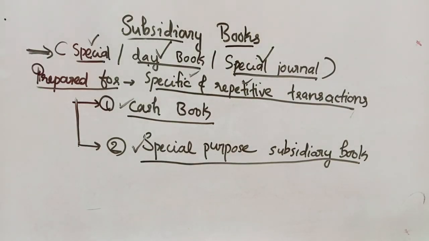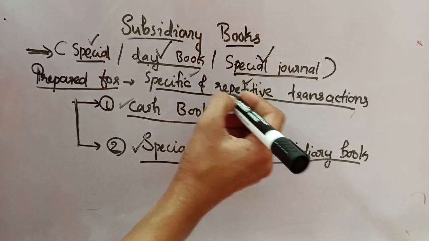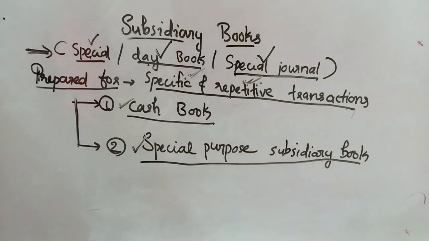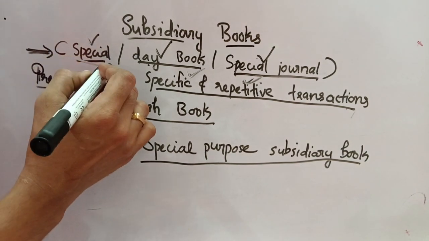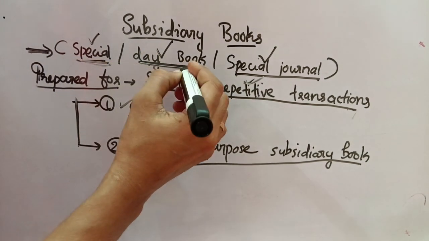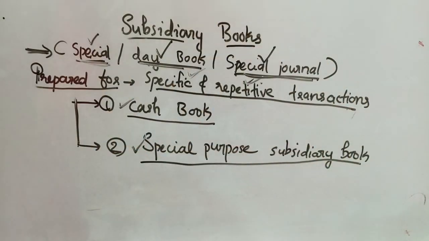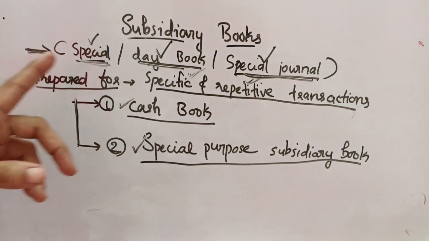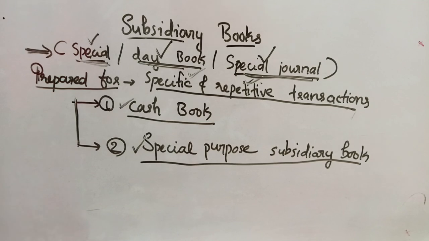Today we are going to discuss the topic subsidiary books. Subsidiary books are a set of books of original entry, and these books are prepared for recording specific and repetitive transactions. Subsidiary books are otherwise called special books, day books, or special journals. Hope you got a clear idea what a subsidiary book is.